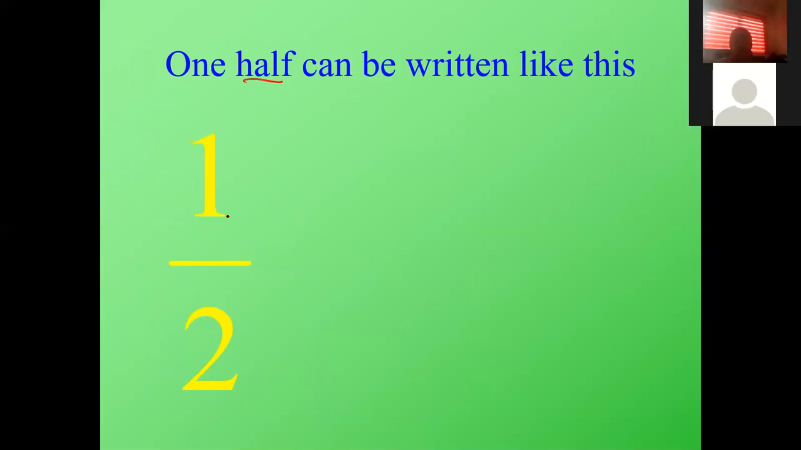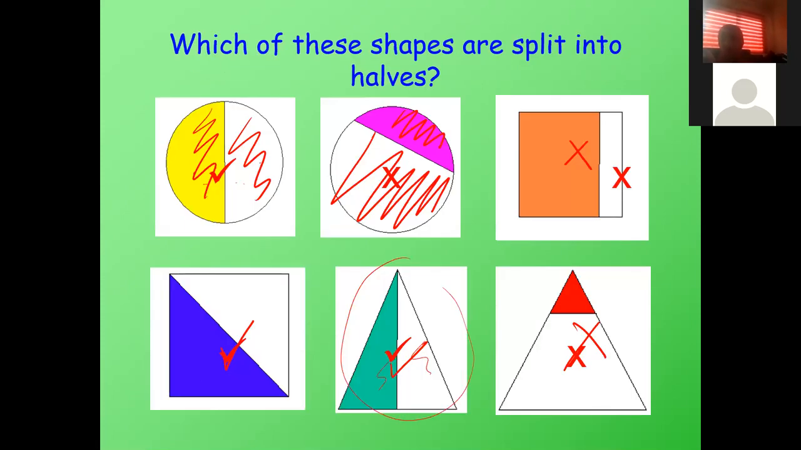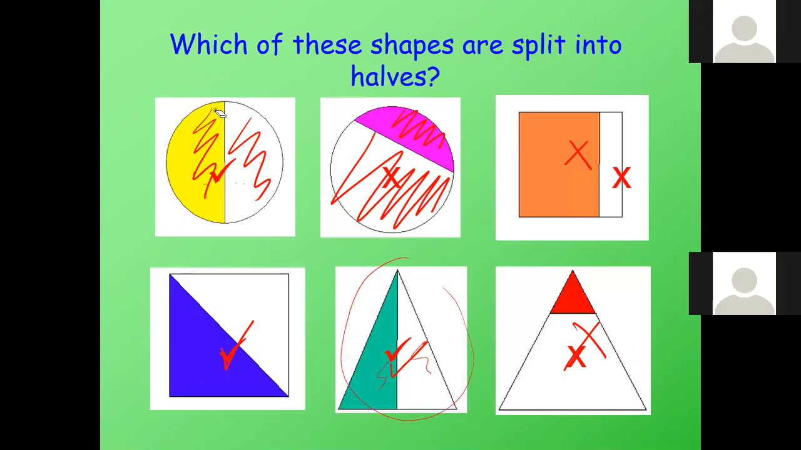Half can be written like this. How do we write half as a fraction? It's 1 out of 2. Why 1 out of 2? Look here at this shape.